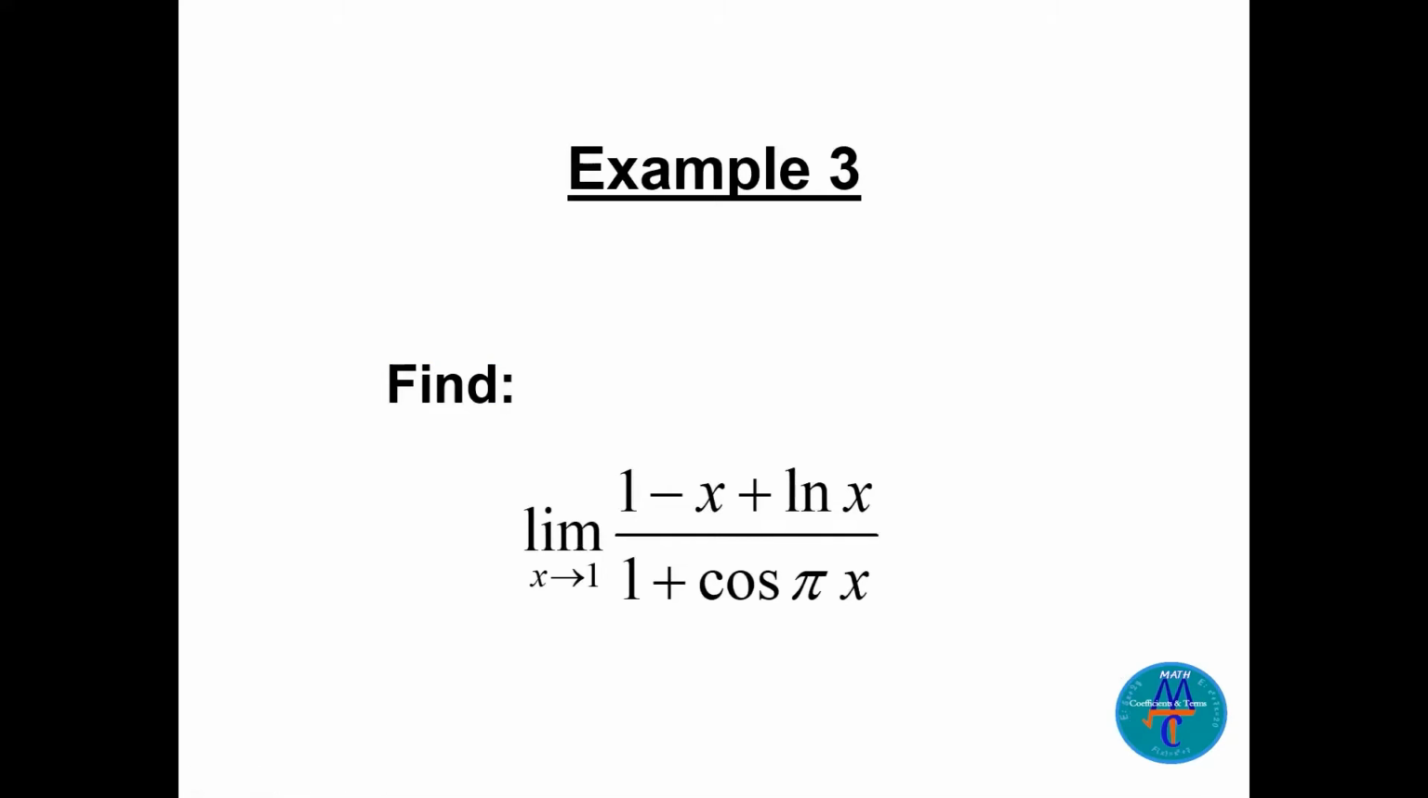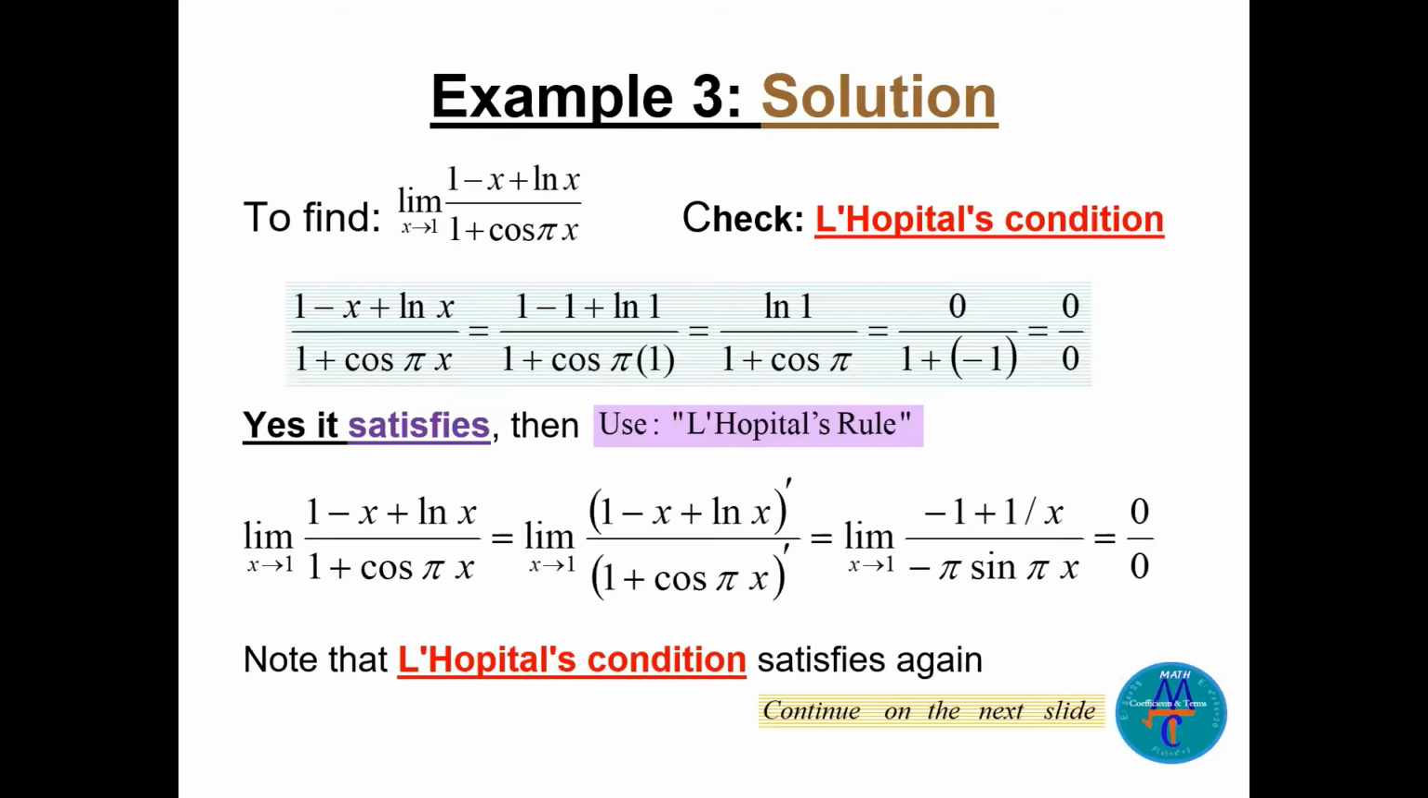Question number 3, we have a little long question here. Find the limit of 1 minus x plus ln of x divided by 1 plus cosine pi x as x goes to 1. As usual, we check the L'Hopital's condition, so I replace x by 1: 1 minus 1 plus ln of 1 divided by 1 plus cosine pi times 1. 1 minus 1 is 0, ln of 1 is also 0, cosine of pi is minus 1, and there is a plus 1 here. So 0 over 0. Yes, we can use L'Hopital's rule.